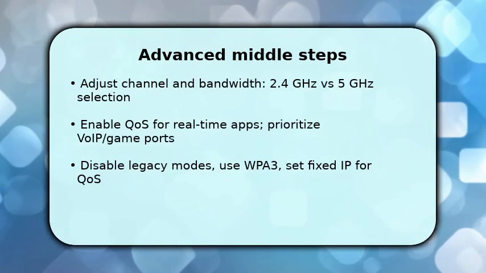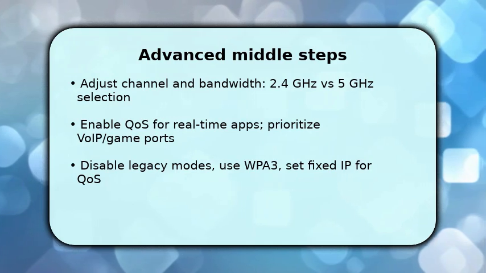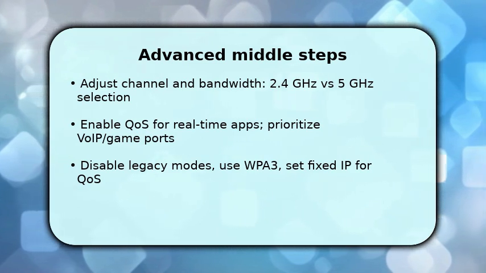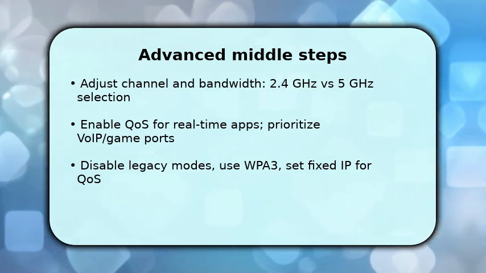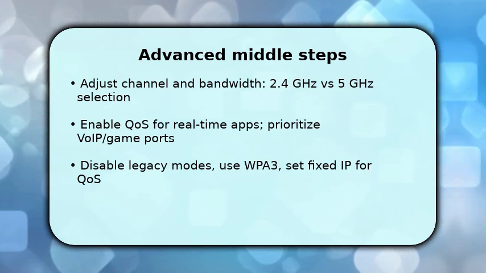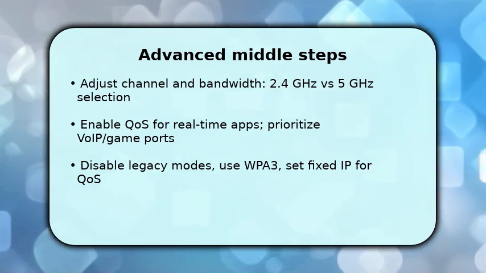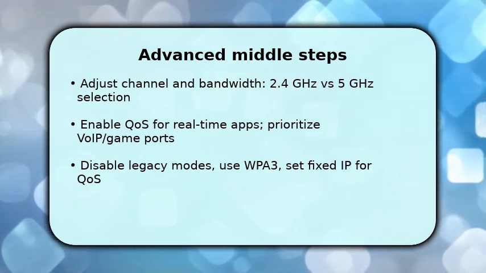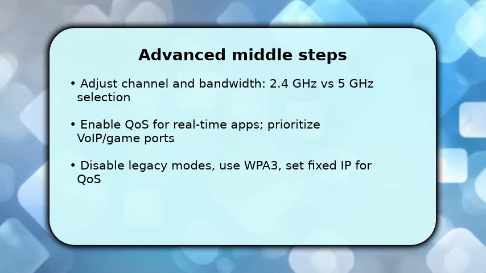Once baseline metrics are captured, optimize Wi-Fi channels and spectrum use. Move busy devices to 5 GHz and select the clearest channel to reduce interference. You'll also enable quality of service and prioritize specific devices or ports for gaming and streaming. This reduces latency during congestion.